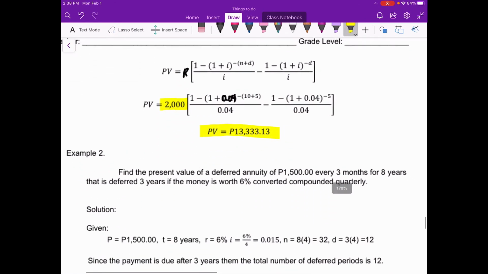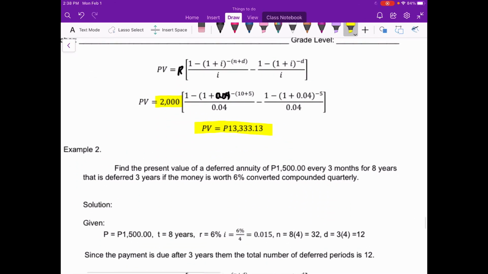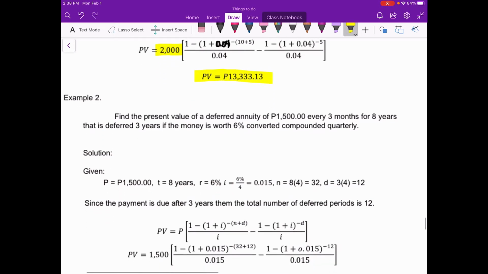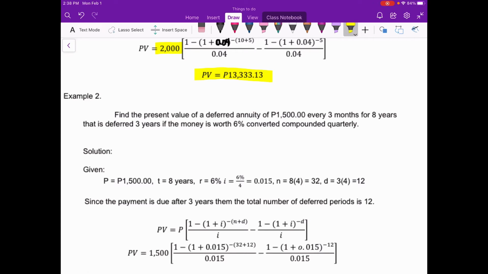Example number 2. Find the present value of a deferred annuity of 1,500 pesos every 3 months for 8 years that is deferred 3 years if the money is worth 6% compounded quarterly. So class, if you have observed, the deferred annuity that we are talking about is also a simple annuity. So the number of payments is the same as the compounding frequency.